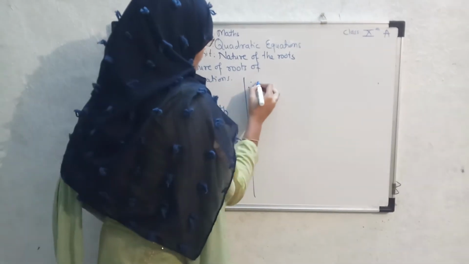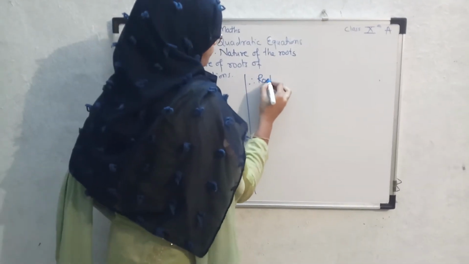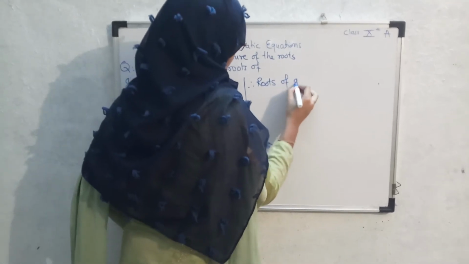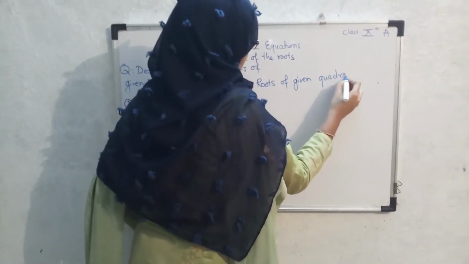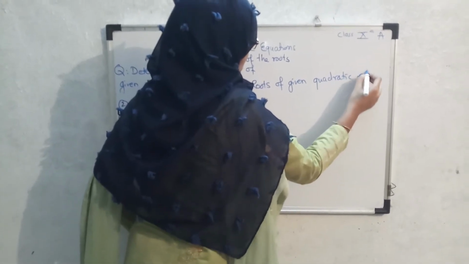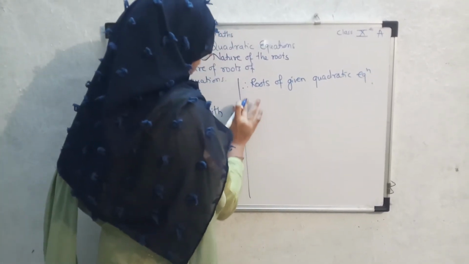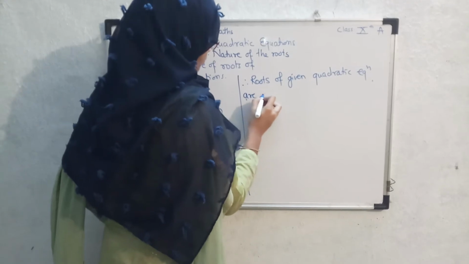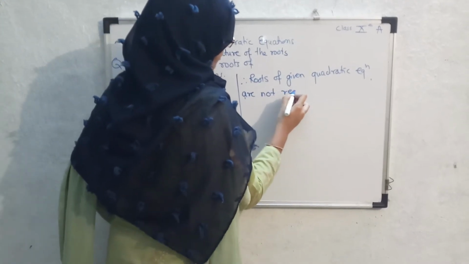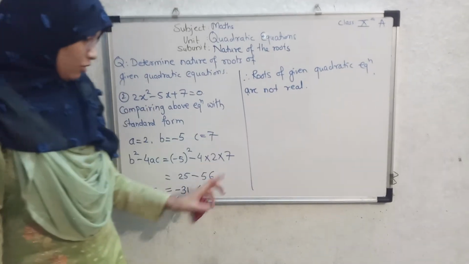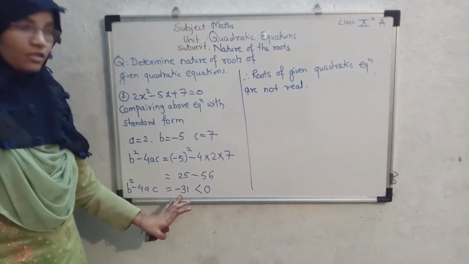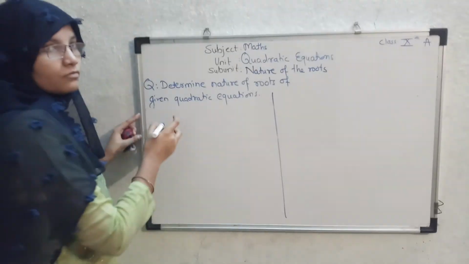Therefore roots of the given quadratic equation are not real. Understood why roots are not real? Because the value of discriminant is negative. Therefore roots are not real.